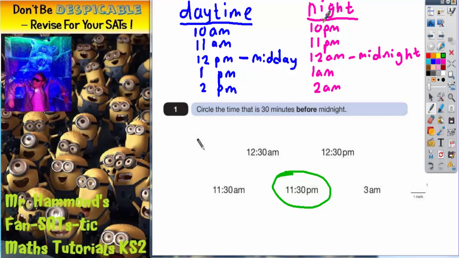At night, in the evening, most of you are probably in bed by this point, but it goes 10 PM, 11 PM. And midnight, it then switches from PM to AM. So midnight is 12 AM. And then it goes 1 AM, 2 AM, and this is when we're all fast asleep, hopefully. So midday is 12 PM, and midnight is 12 AM.